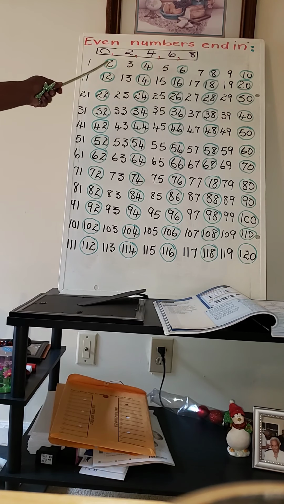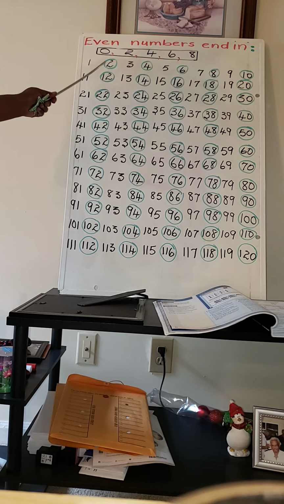Every other number, when you start from 2, you get what is called an even number. Why are they called even numbers? They are called even numbers because they can be broken apart into 2 equal groups with none left over. So when you break apart 2, you're going to get 1 plus 1. Nothing is left over. Both groups have 1 each.